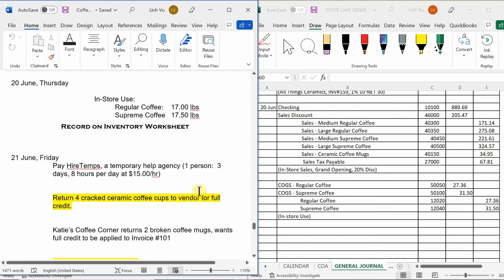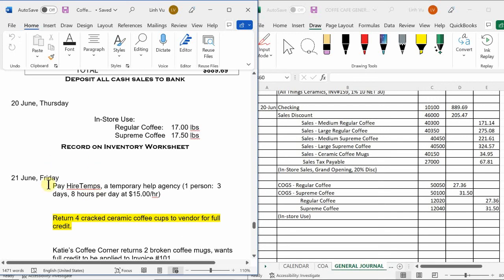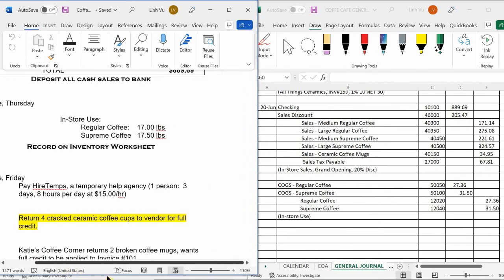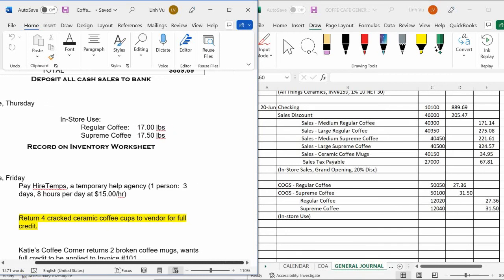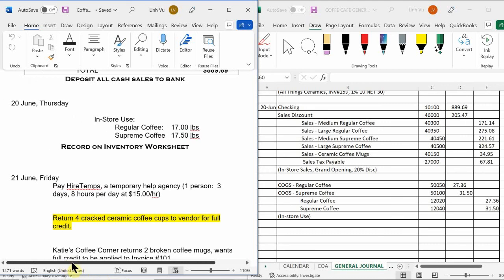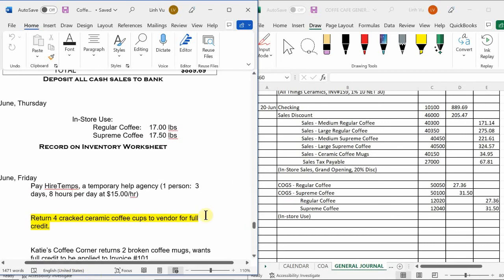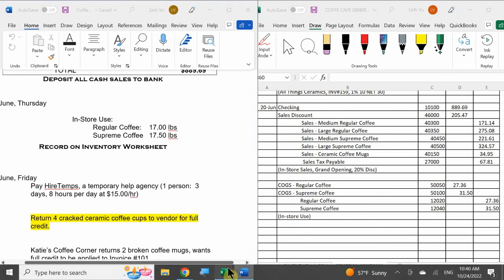So now that we finished that, let's see what happened next. Right now, we are finally on the last day of the week. It is now Friday, June 21st. We need to pay Hire Temps, the temporary worker, because they provided one person to work 3 days, 8 hours per day, at $15 per hour, because that's what you agreed to. So you need to make a payment to them.